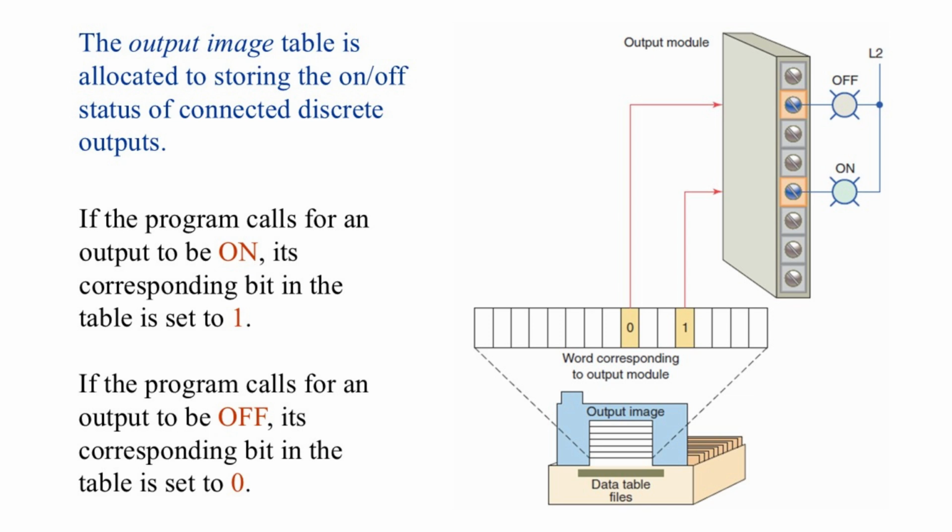Then, during the output scan, the PLC updates the actual output module to match the table. If the program calls for an output to turn off, that bit is set to 0, and the corresponding device de-energizes. So in short, the output image table acts as a digital memory mirror for your output modules. The PLC writes ONs and OFFs into memory, and the hardware updates to match those values each scan cycle.